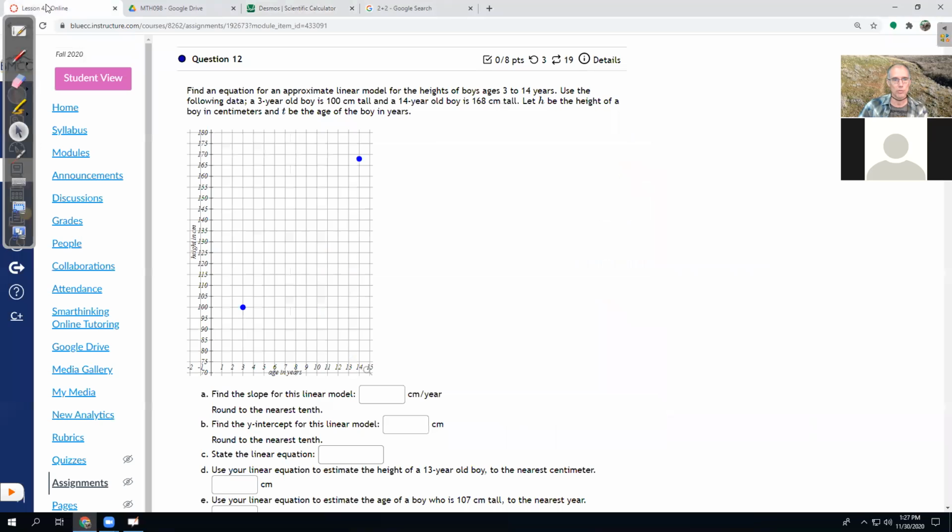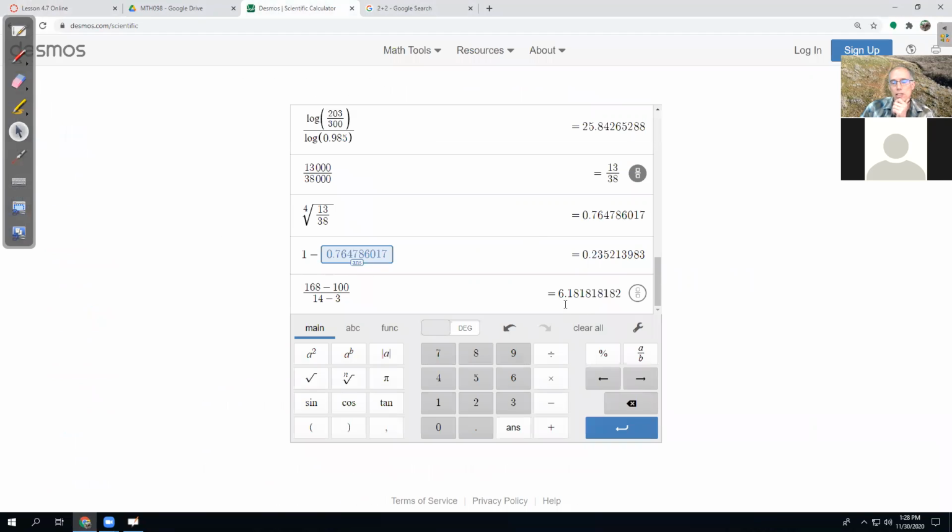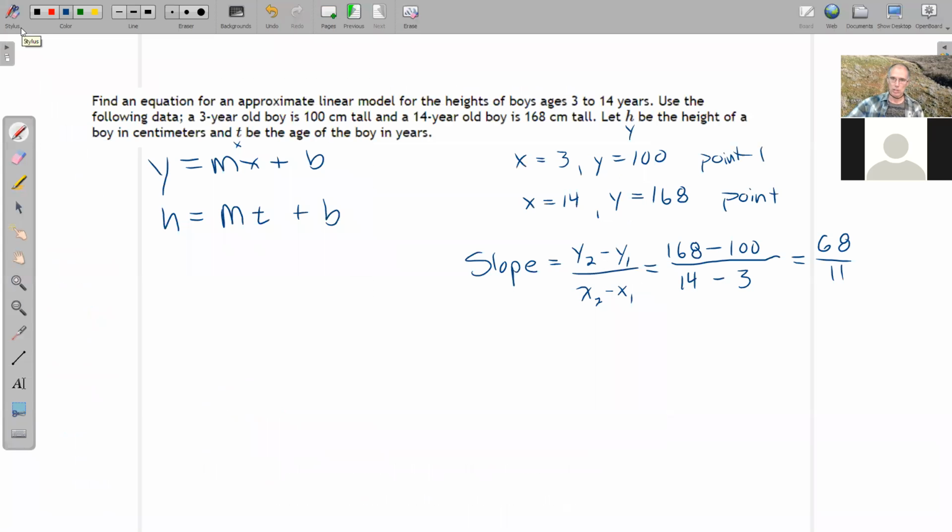Let's read the problem to figure out how they want us to round. Find the slope, round to the nearest tenth. Okay. So we would say to the nearest tenth, 0.62, or 6.2, excuse me. So let's make a note. This is about 6 point, and then it had a bunch of 1/8s repeating, which I'm going to say to the nearest tenth is 6.2.